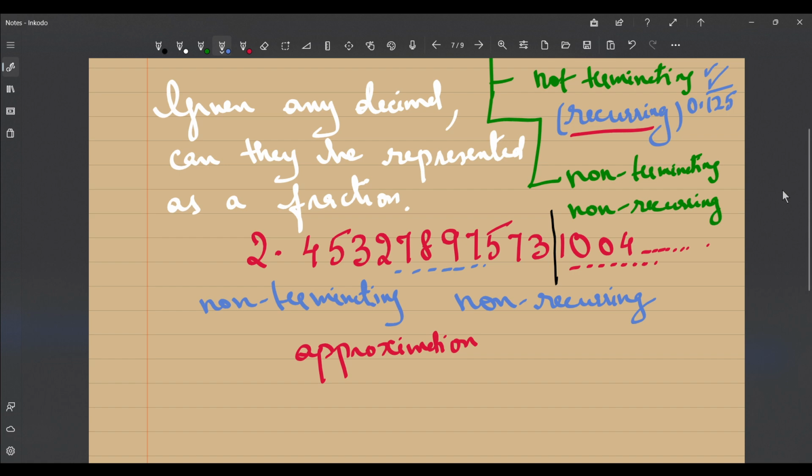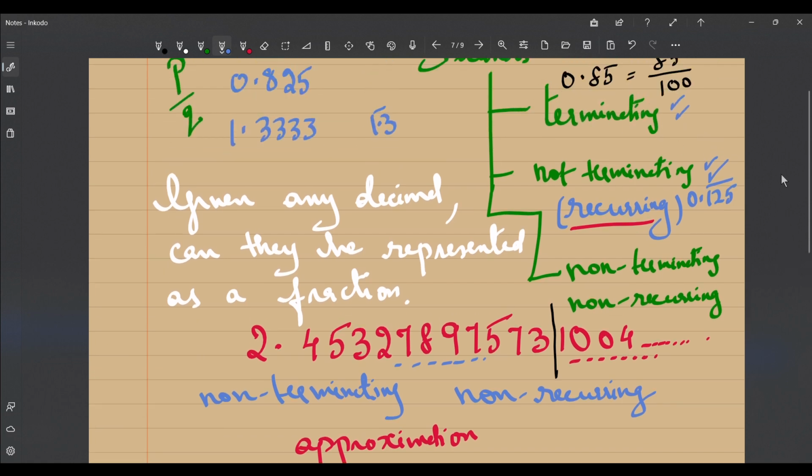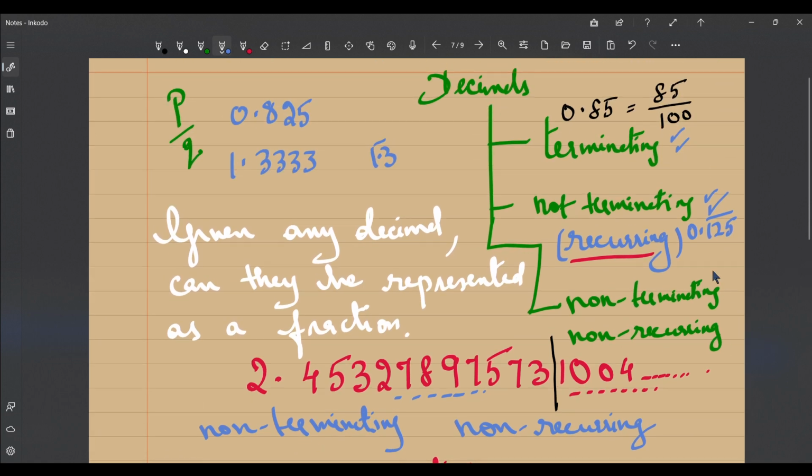So our decimal chart is also complete. The decimals are of three types now. One is terminating, one is non-terminating. Let me change it here. Of course, not terminating is not wrong, but this is the phrase which we use: non-terminating recurring decimals, and the third type is non-terminating non-recurring decimals.